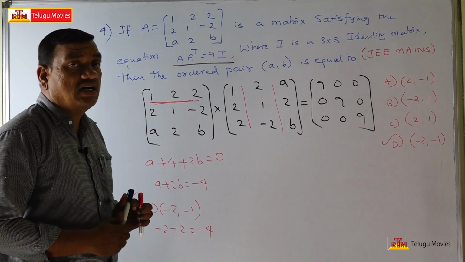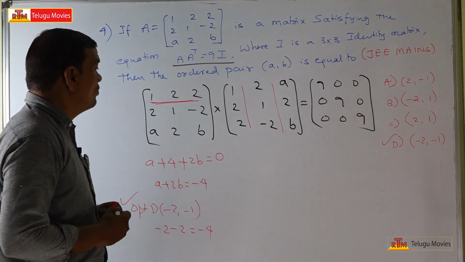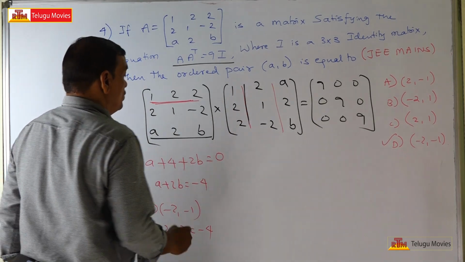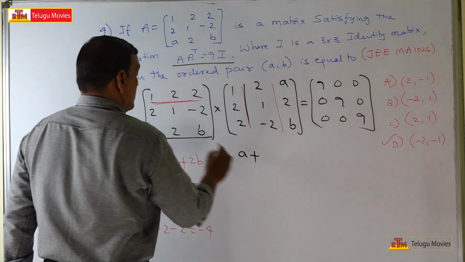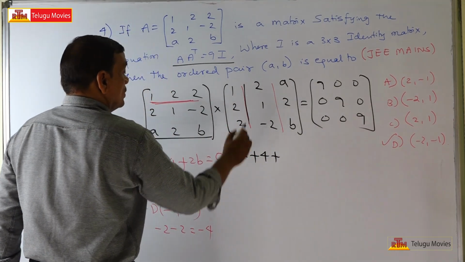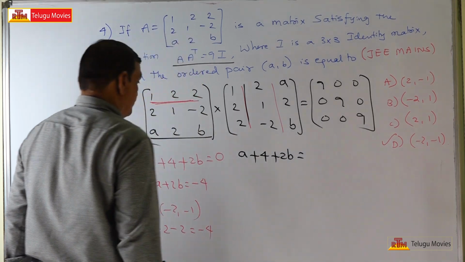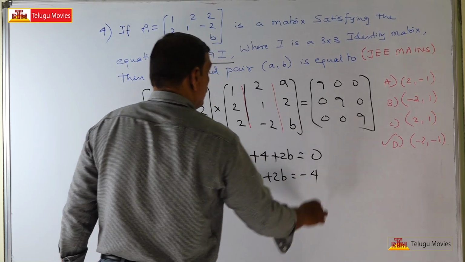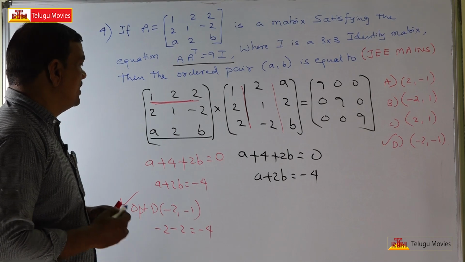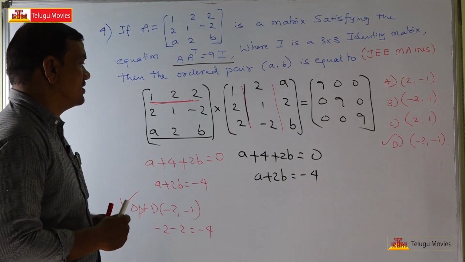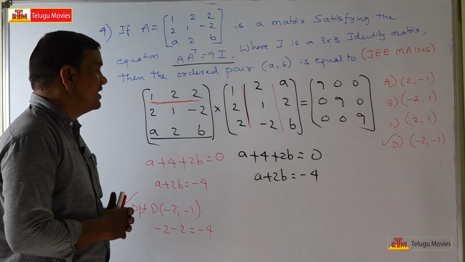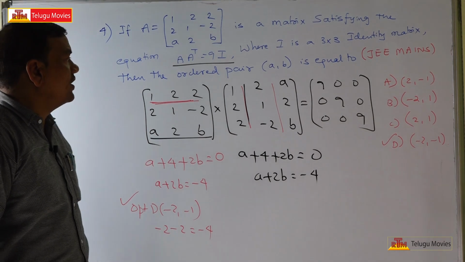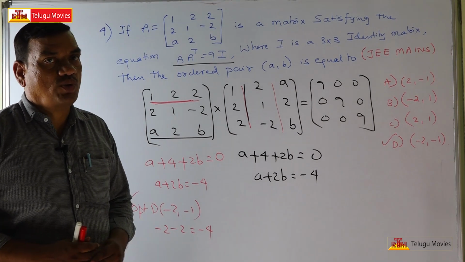If you want to check something more, you can do it like this also. This is the third row with the first column. You multiply a times 1, a, plus 2 twos are 4, plus 2b, is equal to 0. So this also gives a plus 2b is equal to minus 4. Understand? In both cases you are getting the same answer. Therefore, your option D is the correct answer. I hope that you understand this solution. Let us go for the next problem.